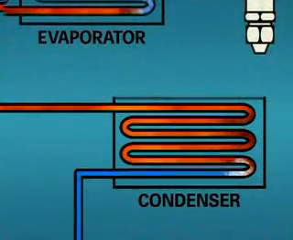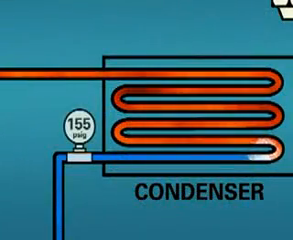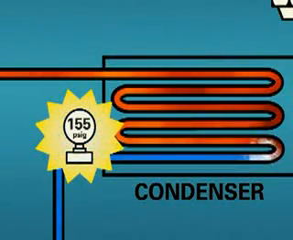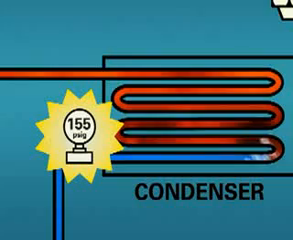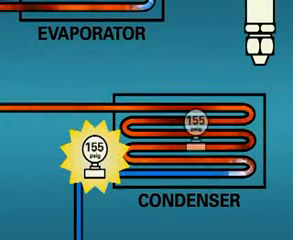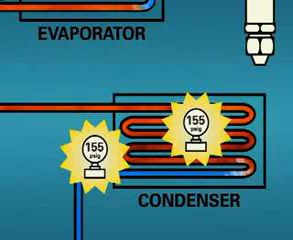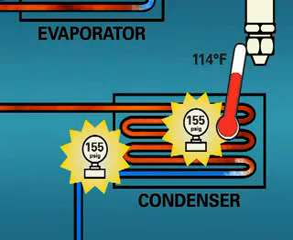Let's examine the gauge we have installed at the outlet of the condenser coil. The measured pressure is 155 psig. Assuming there is minimal pressure drop in the condenser coil, we will have a 155 psig pressure in the coil. 155 psig on the PT card indicates a temperature of 114 degrees Fahrenheit.